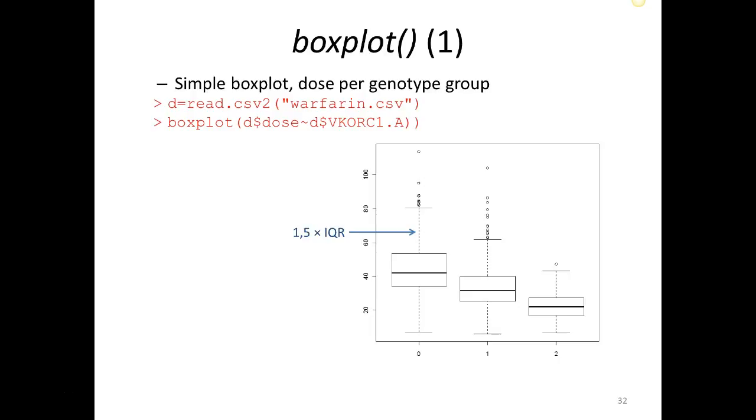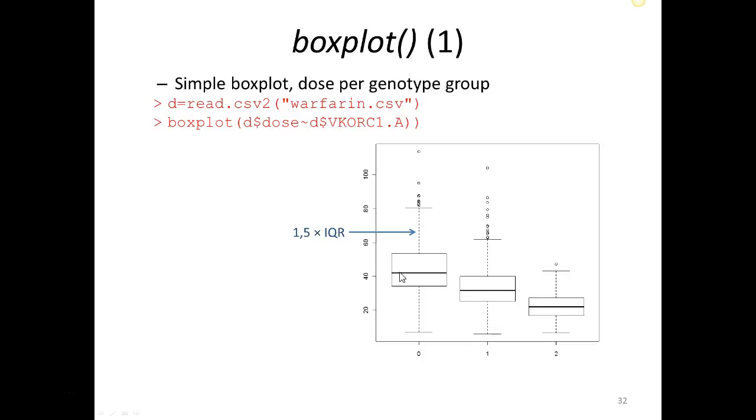So firstly, we read in the warfarin dataset and put it in the object g, and then we write boxplot, g$dose, and then the tilde sign, and then g$VKORC1.A. And this is how the graph looks. Here we have the patients with 0 mutations in the VKORC1.A gene, with 1, and with 2.